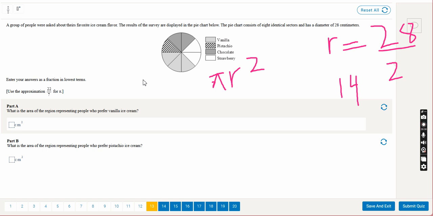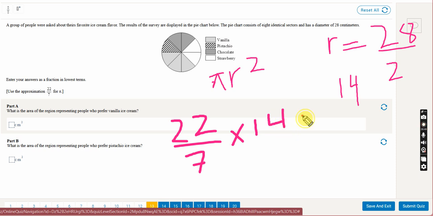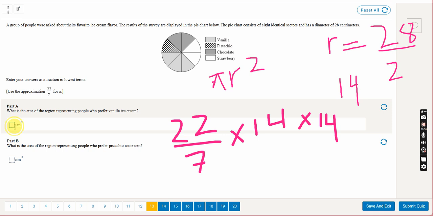Yes. So what will we get here? It will be 22 over 7, because they gave us pi as 22 over 7, so we have to put it. 22 times 7, then 14 times 14. What will that give us? That will give us 616 when you solve it. So put here 616. Now, oh sorry, no, we cannot put 616 here. They're not asking for the area of the circle.